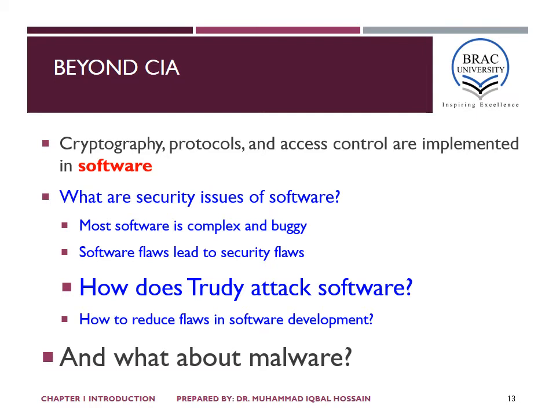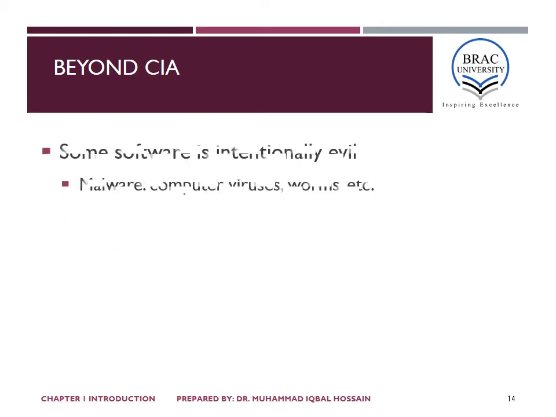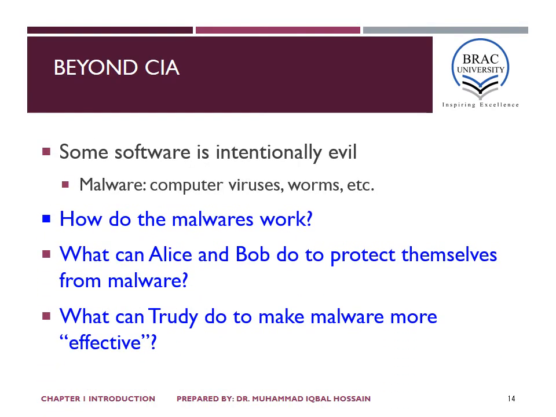And what is malware? I think you have heard about different kinds of malware. Some software is intentionally evil. Sometimes hackers put viruses and worms in the client software in a system, and they collect information from the system. So how does this malware work? What can Alice and Bob do to protect themselves from the malware? What can Trudy do to make the malware more effective?